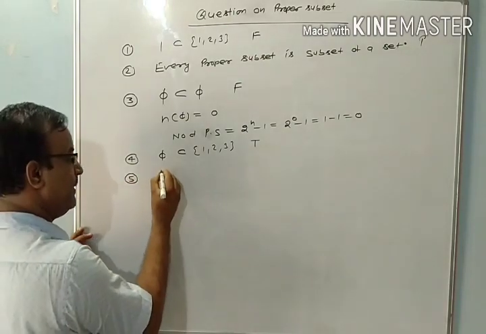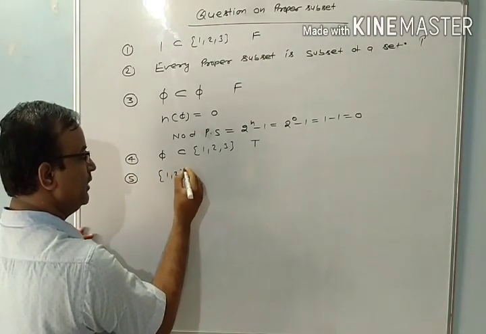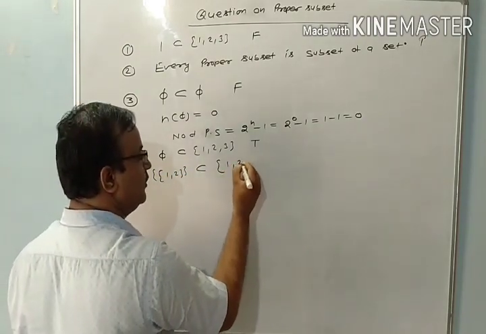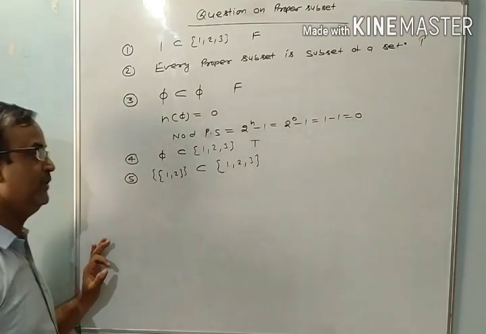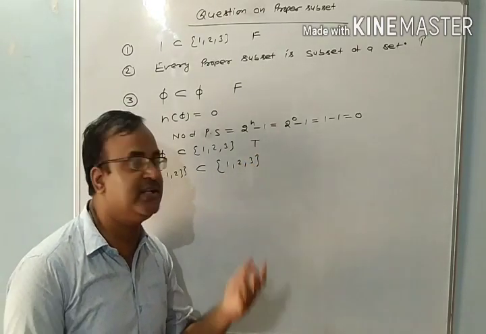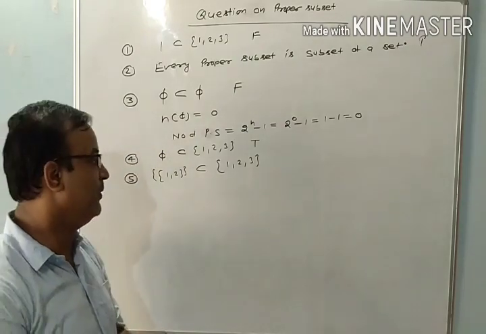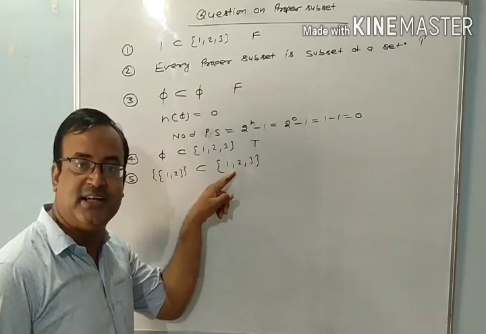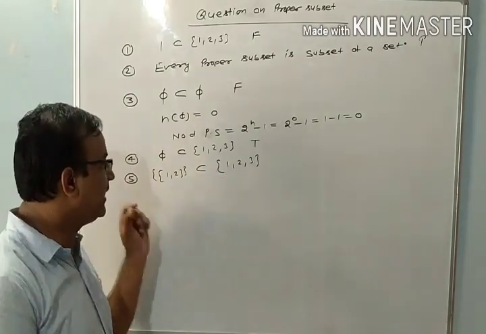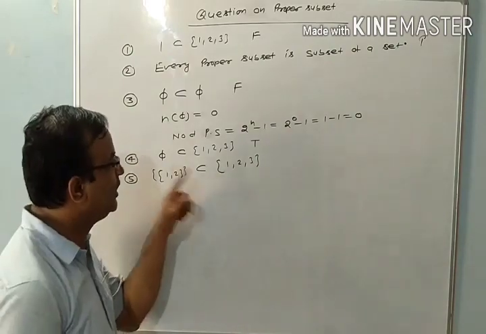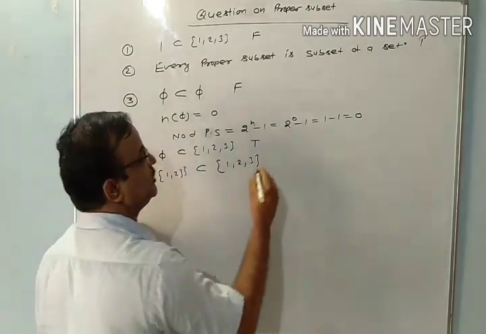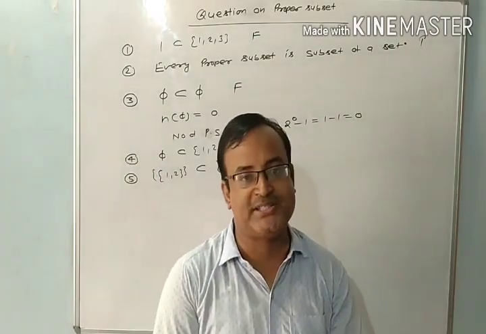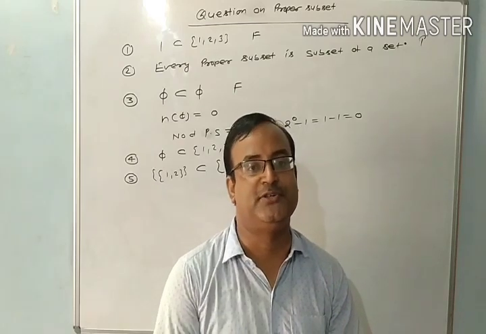Now fifth: {1, 2} in curly bracket is a proper subset of 1, 2, 3. Now you have to check whether this statement is correct or not. No, because {1, 2} in curly bracket is not an element of this set. Clear? That's why {1, 2} in curly bracket is not a proper subset of this set. So it is false. I think this video will help you to understand the concept of proper subsets of a set. Thank you.